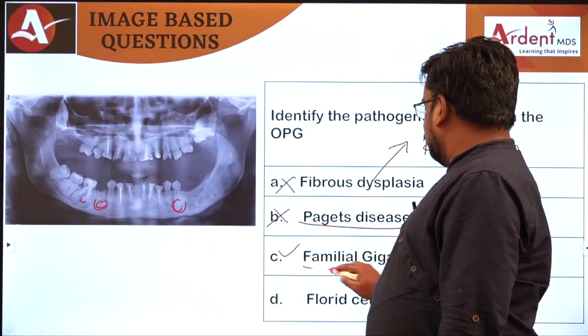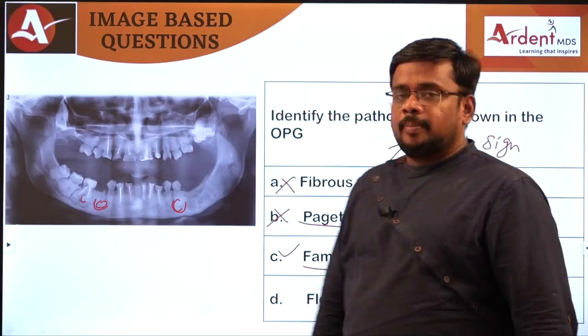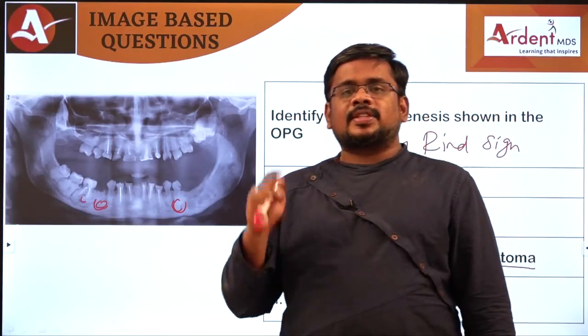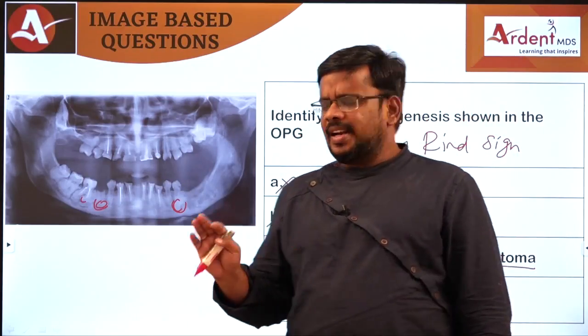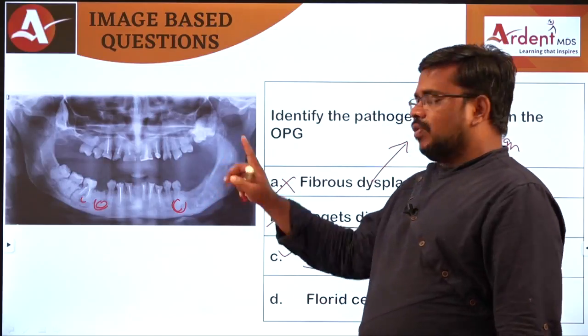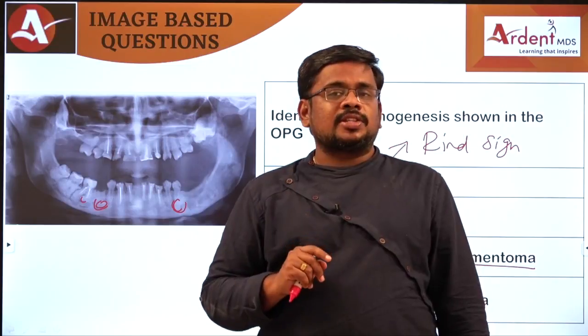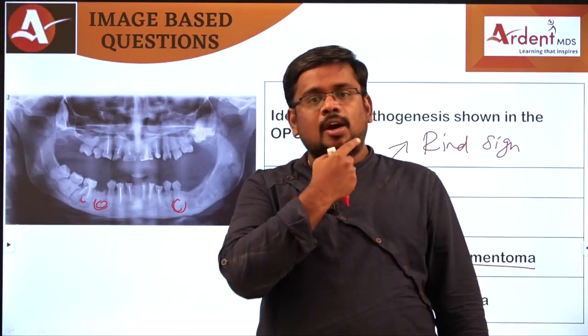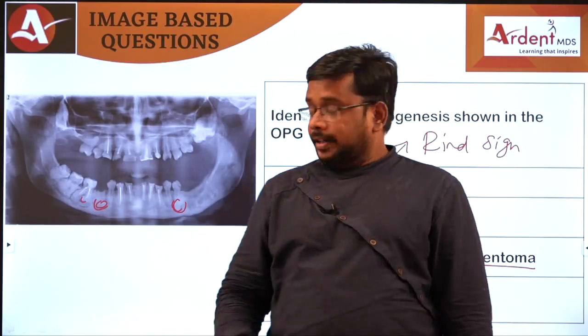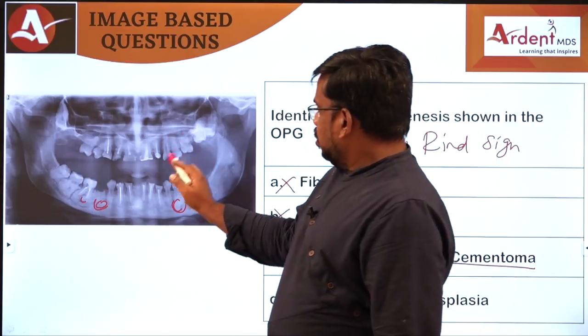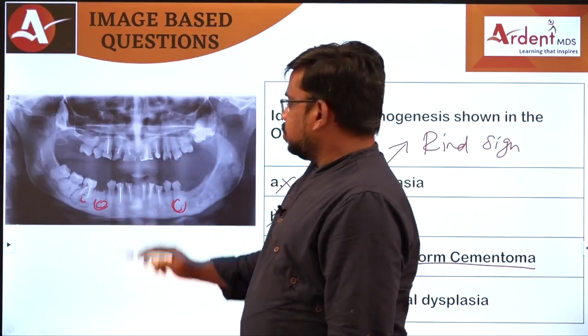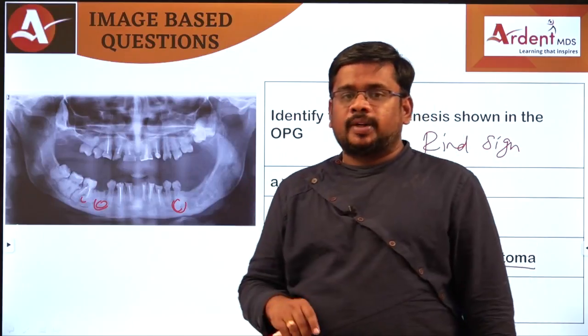And coming to familial gigantiform cementoma, what are the characteristic features of familial gigantiform cementoma, and let's see whether this works for this radiograph. First of all, you have to know that familial gigantiform cementoma involves all the 4 quadrants. And if you see this image, all the 4 quadrants are involved. So the first feature is satisfied.